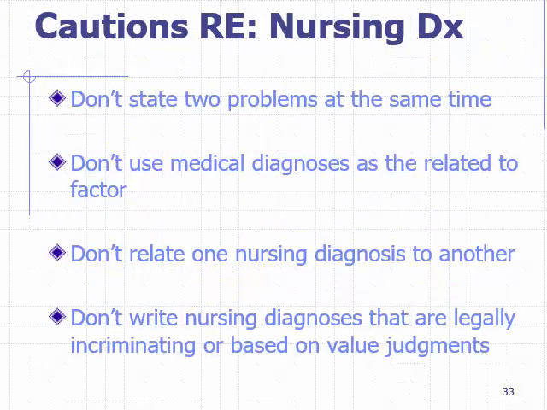Now, cautions that you need to keep in mind regarding nursing diagnoses. Do not state 2 problems at the same time, for example, anxiety and fear related to. Only state 1 problem at a time. Do not use medical diagnoses as the related to factor. For example, anxiety related to social anxiety disorder or anxiety related to myocardial infarction.